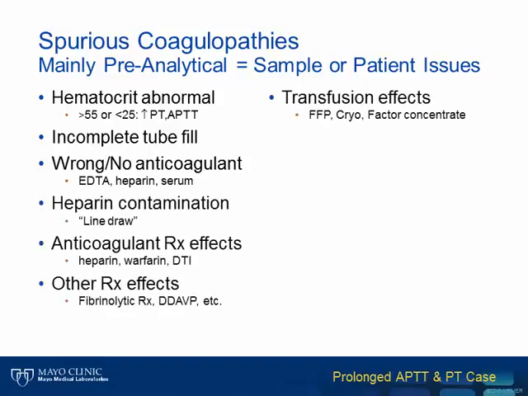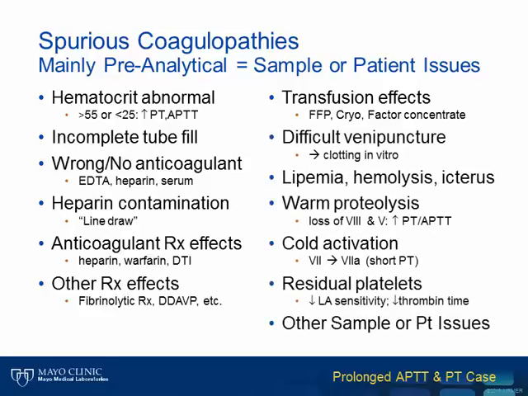Anticoagulants present in the patient and or plasma sample such as heparin from patient treatment or in a line draw blood specimen or other anticoagulant effects, warfarin or direct acting anticoagulants, or effects of other therapy, such as fibrinolytic therapy with tissue plasminogen activator, or DDAVP, desmopressin, or transfusions, plasma, cryoprecipitate, factor concentrate, can all affect APTT and PT test results.